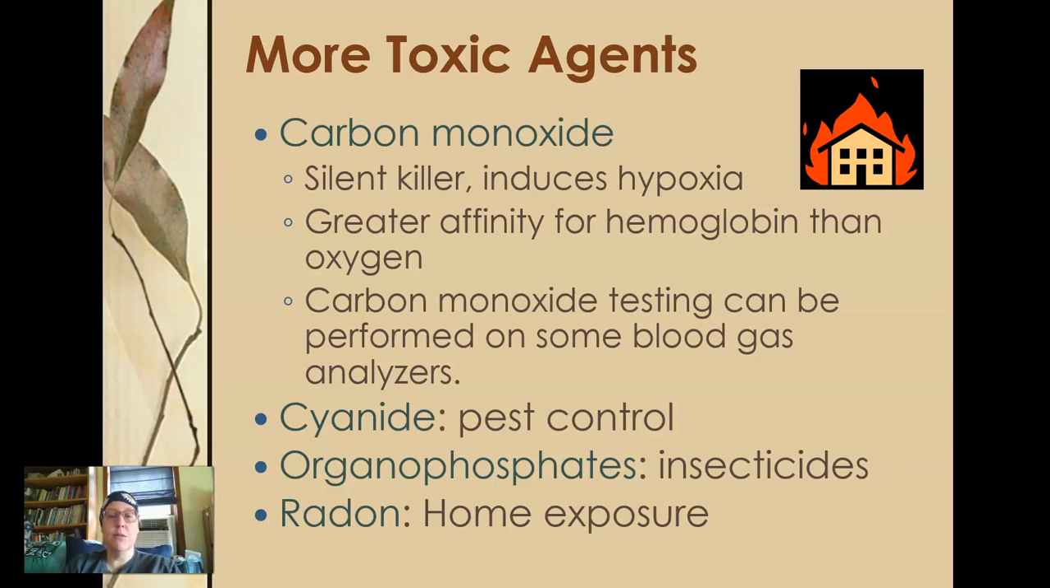Cyanide. It is used in pest control, so again it could be used to poison somebody, or kids and babies sometimes get into stuff and could accidentally ingest things that aren't meant for ingestion. Cyanide is still used and still on the market. Organophosphates are insecticides, so again, they can be used around the house and yard. But these can also be sprayed on crops, so you could get exposure through what you eat.